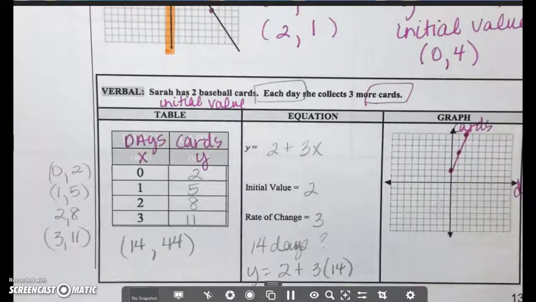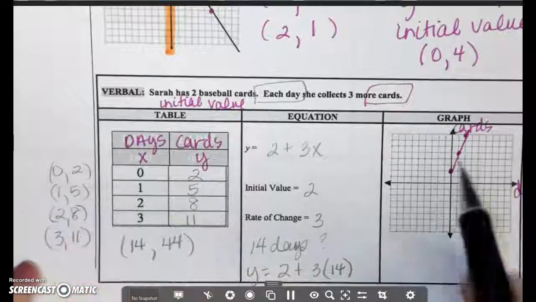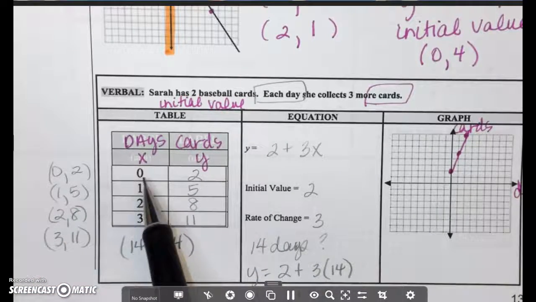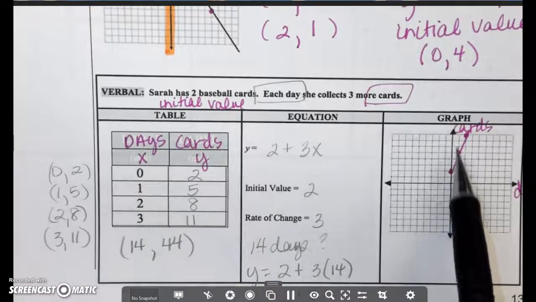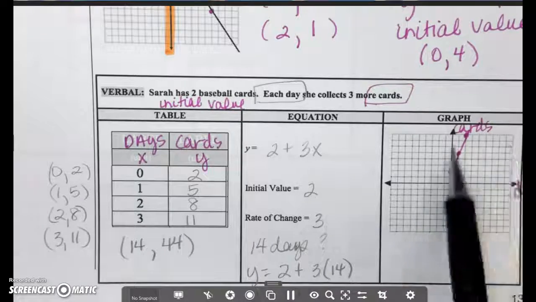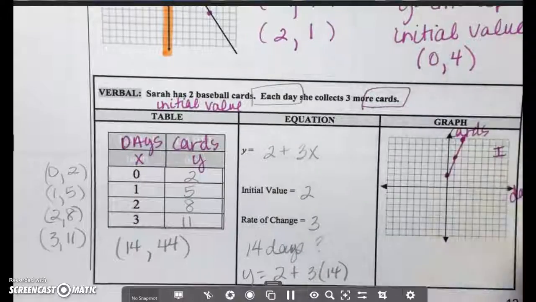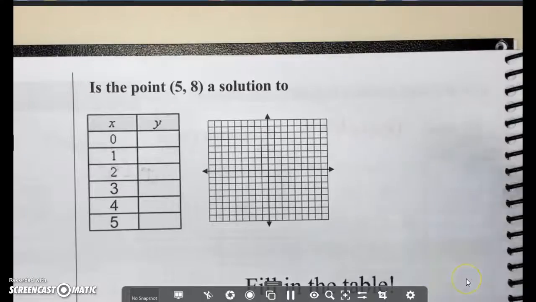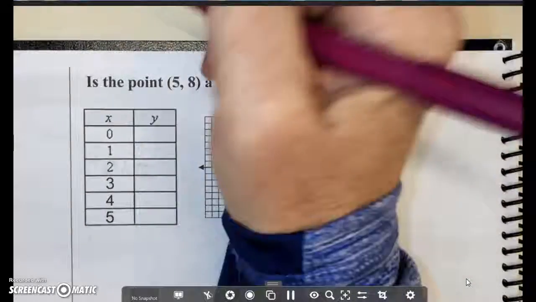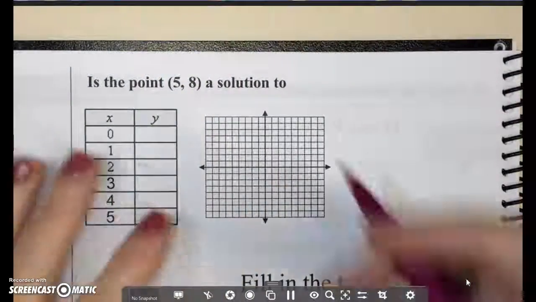Now, in real life scenarios like that, you're not going to have any negative inputs because you can't have a negative number of days go by. So all of your points would be just here in quadrant 1. Okay? Good. Okay, so then sometimes you need to see if a specific point is the solution to an equation.